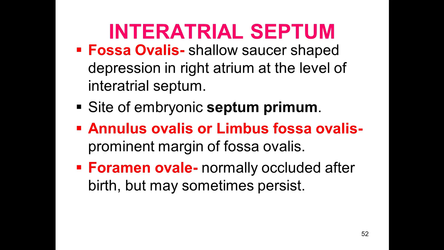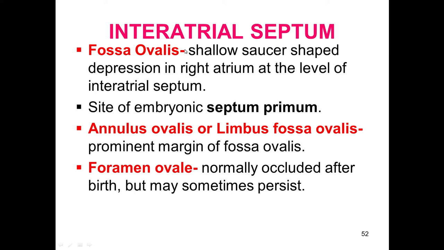Now, after studying the smooth part, let's study the interatrial septum. The features of the interatrial septum are the presence of the fossa ovalis, a shallow saucer-shaped depression in the right atrium at the level of the interatrial septum. This is the site of the embryonic septum primum. We will study it in the embryology class when we study the heart, and you can learn more about it then. So the fossa ovalis is the site of the embryonic septum primum.